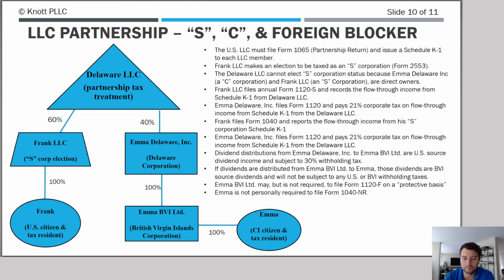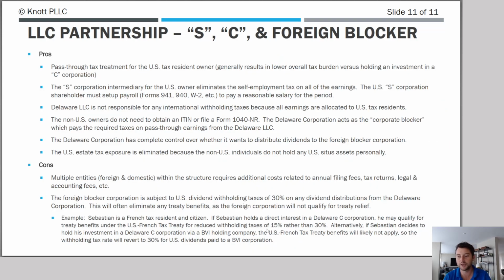So basically what happens is Emma might have some estate or death or transfer tax issues in her home country, but from a U.S. perspective, no issues here, right? So this BVI entity serves as a buffer, a blocker to protect Emma from those U.S. estate tax problems. So that's the plus side, right?